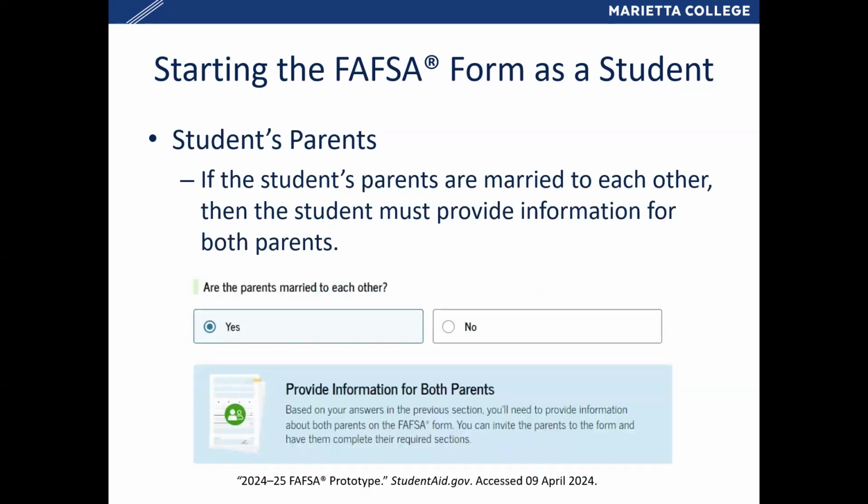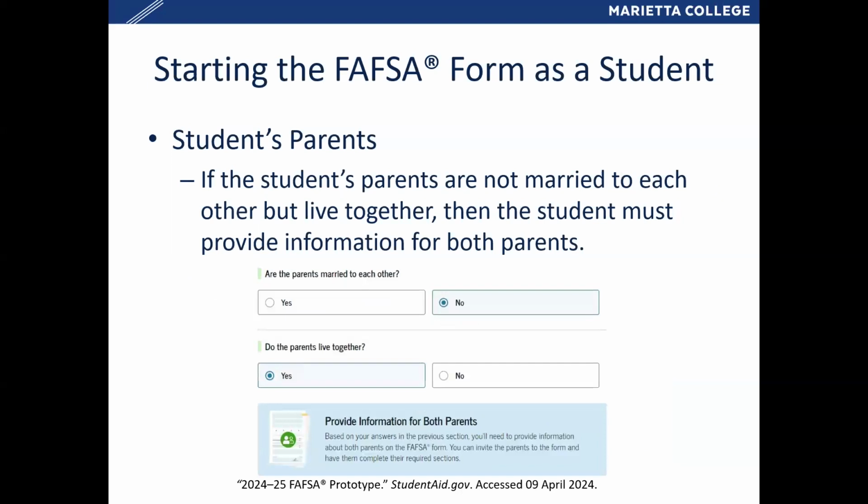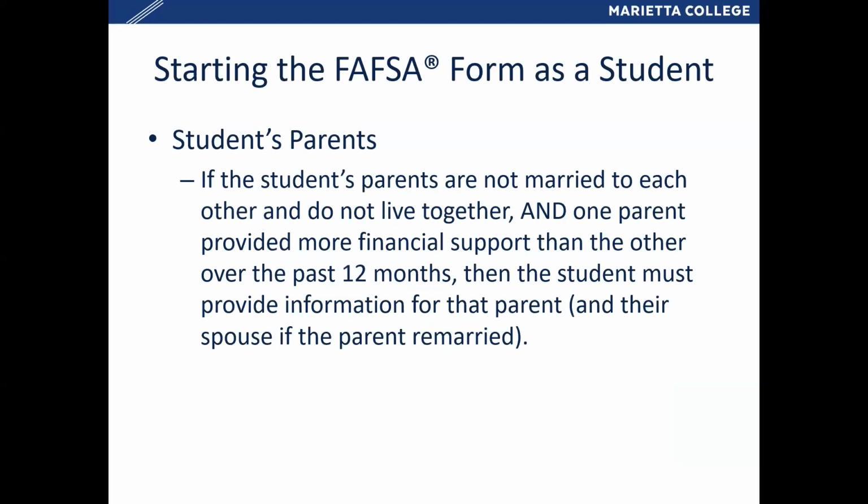The student will then be asked some questions about their parents. So they'll be asked if their parents are married to each other. If the parents are married to each other, then the student must provide information for both of their parents. If the student's parents are not married to each other, but they do live together, then the student must also provide information for both of them as well.